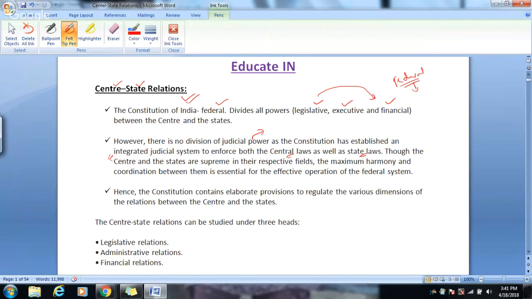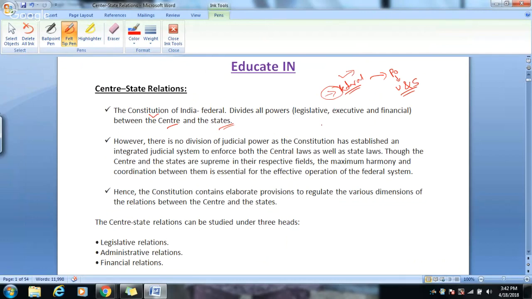Though the states and the center are supreme in their respective fields, the maximum harmony and coordination between them is essential for the effective operation of the federal system. The meaning of this is, the federal system talks about division of powers between union and states. Our constitution of India being federal, it divides all the powers between center and states. So here it is already accepting the federal system.